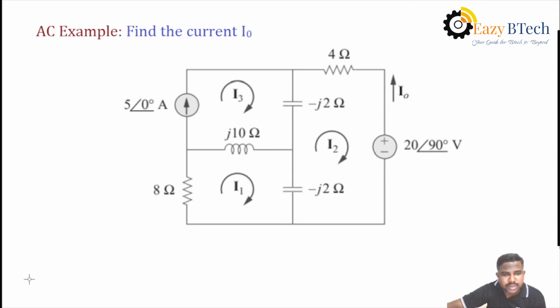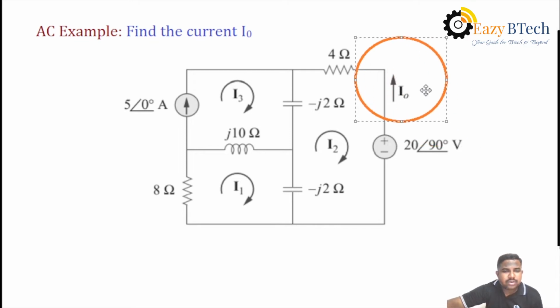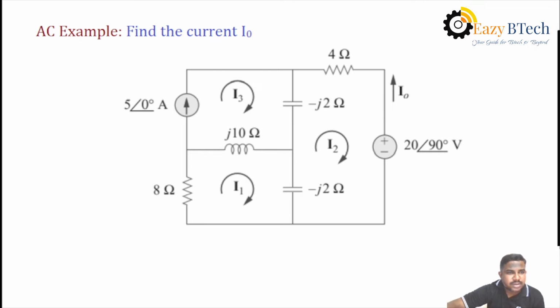Consider this circuit here. Here also we have two sources: one voltage source, 20 volts, and a current source of 5 amperes. But here we have three loops. The current directions are already taken: I1, I2, and I3. This is the first loop I1, this is the second loop I2, this is the third loop I3. Then we can find the current I0 by applying the superposition theorem. Then we can solve the given circuit.